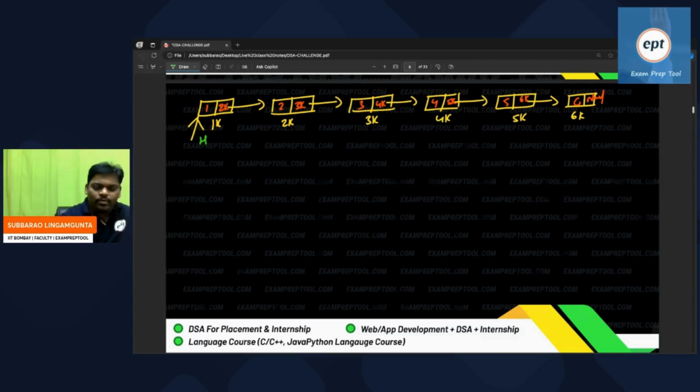Take one more variable. Current node is equal to head node. Next one, before current node. Assume null. Before current node, assume that is also null. So I took three variables. One is the current node, and one is before current node, which is null. Just I took three variables.